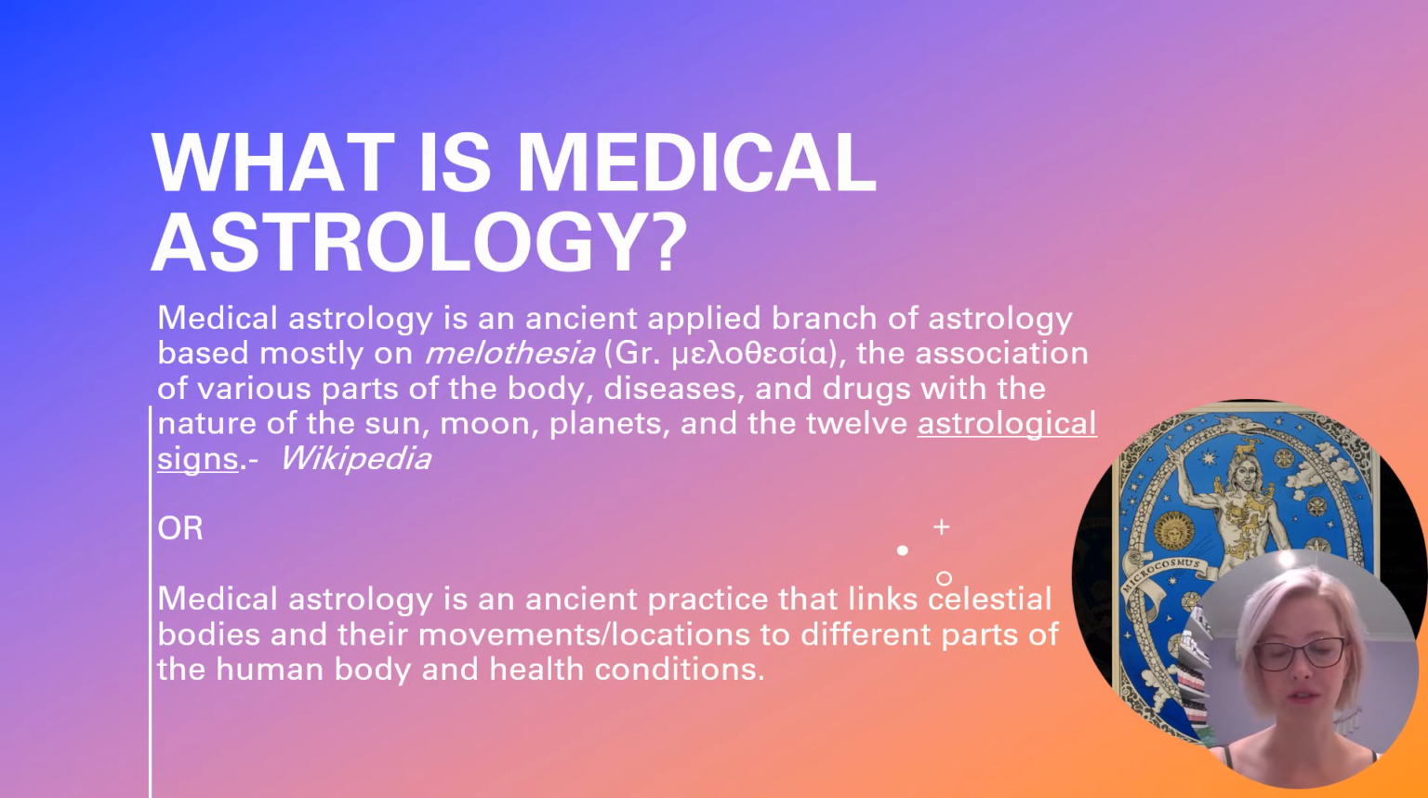So what is medical astrology? The first definition is from Wikipedia. Medical astrology is an ancient applied branch of astrology based mostly on melothesia, that is, the association of various parts of the body, diseases, and drugs with the nature of the sun, moon, planets, and the 12 astrological signs. You may want to go over that and reread it again. Or a really basic definition: medical astrology is an ancient practice that links celestial bodies and their movements and locations to different parts of the human body and health conditions.